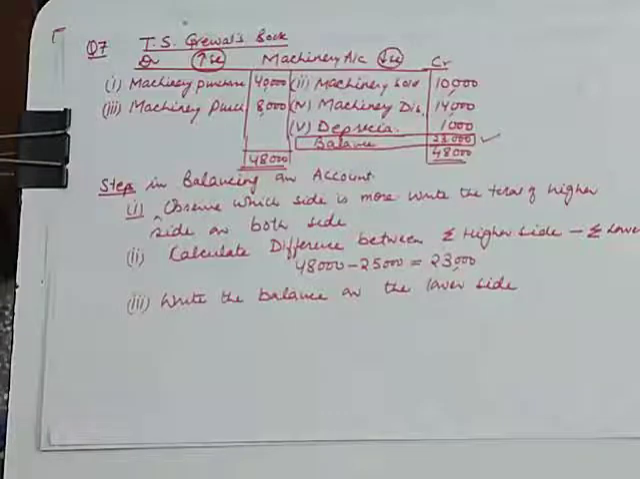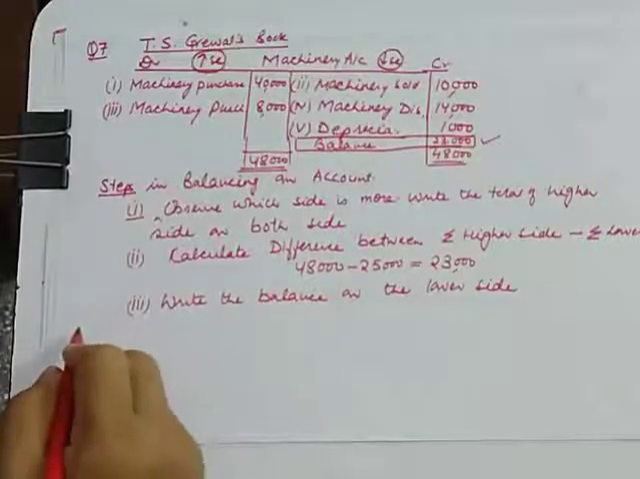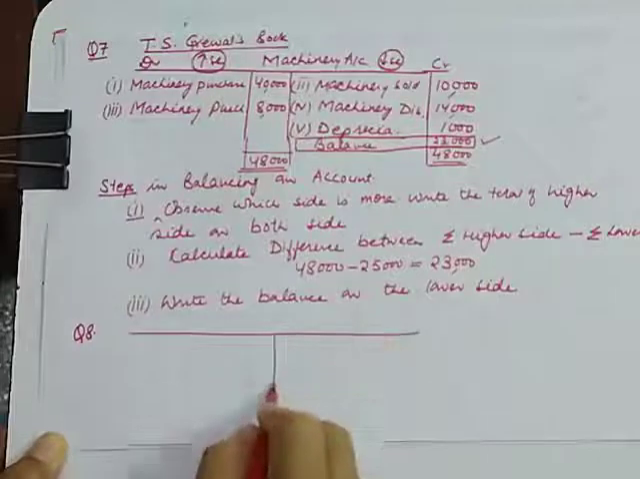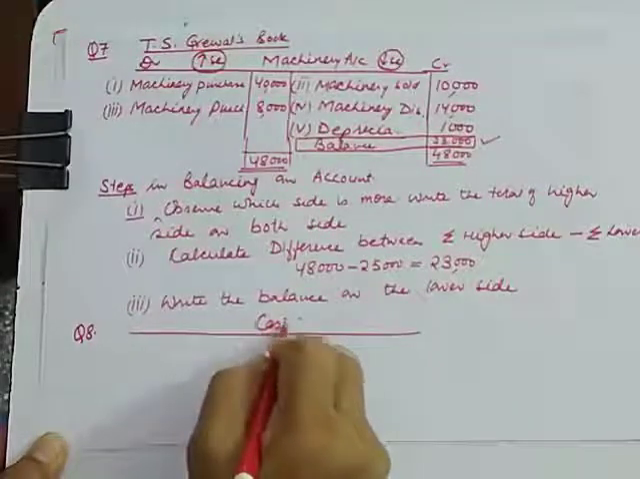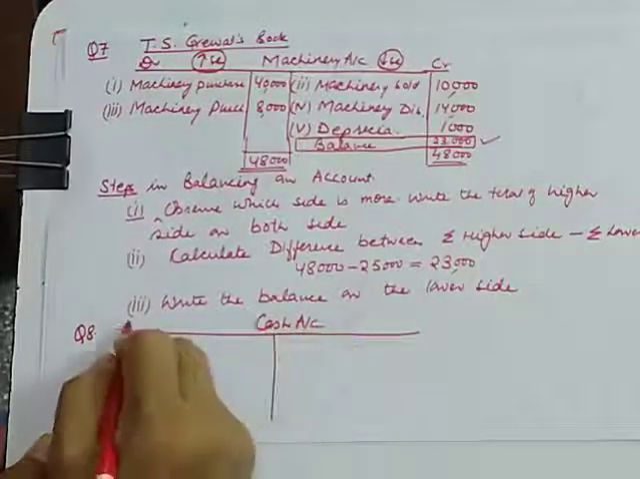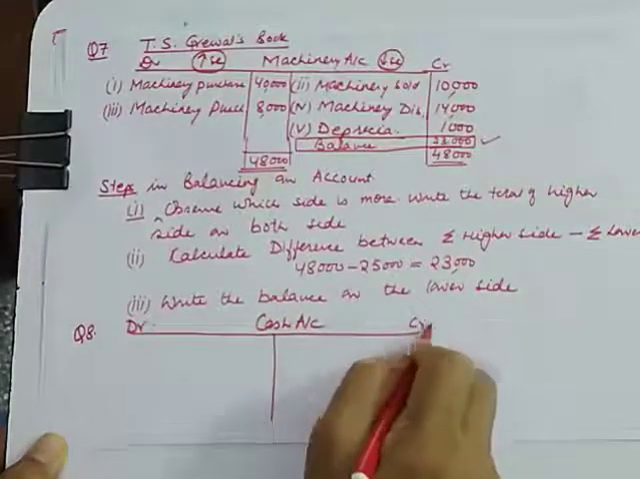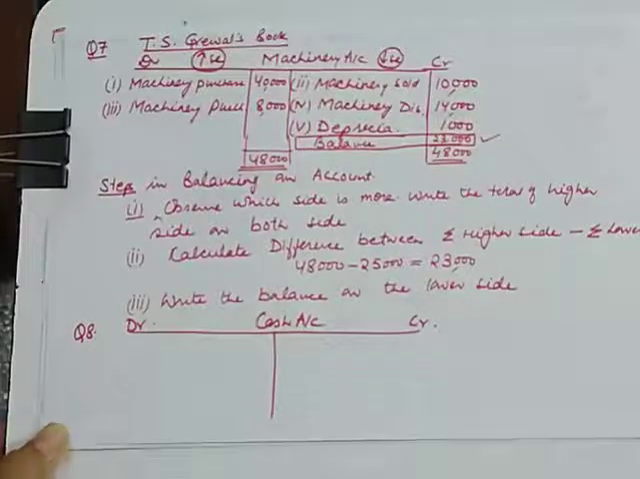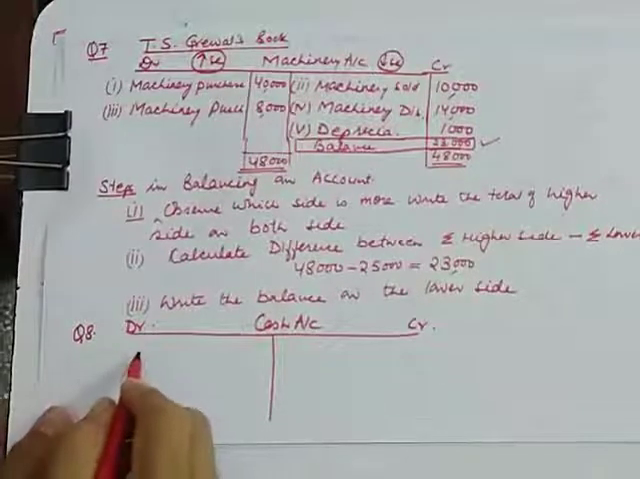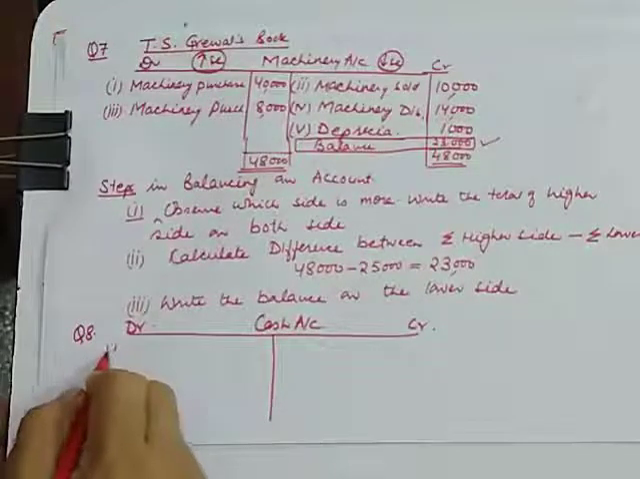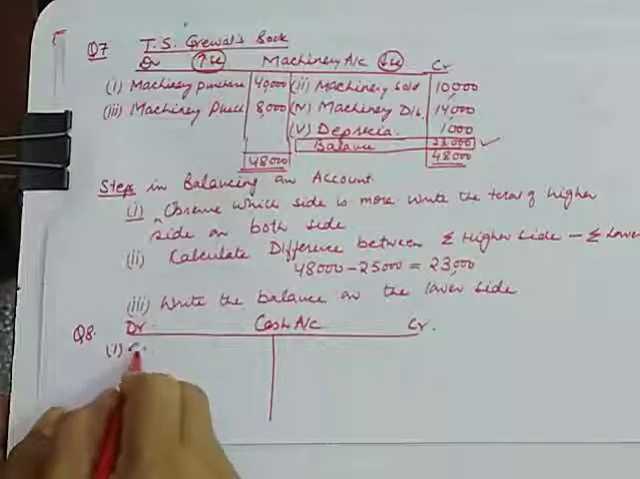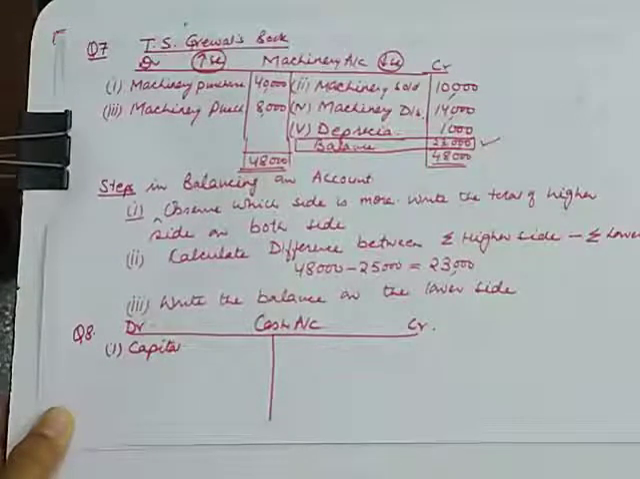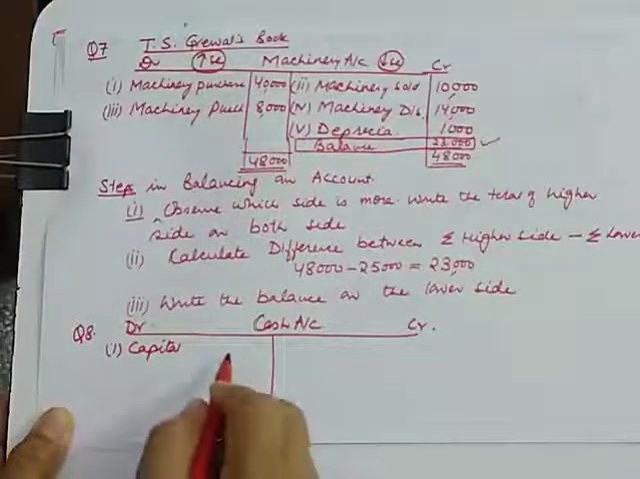Based on similar lines, question number 8. Cash account is again your asset, so we'll follow the same rules here also. In the first case, Mohan started business with cash. When Mohan starts the business, it is going to increase through capital. So the first item is 40,000.